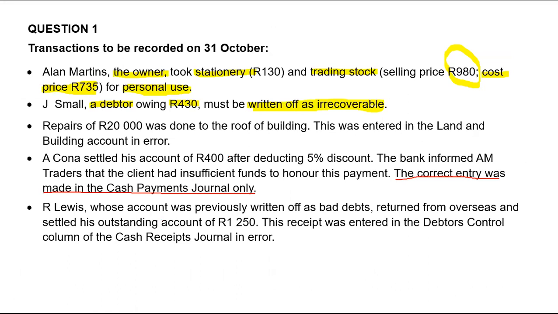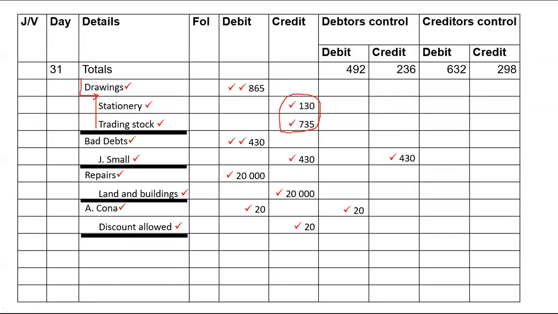The last point, R. Lewis. Interesting. Whose account was previously written off as bad debts? So for R. Lewis, this is what we did. We debited bad debts. We credited R. Lewis, right?